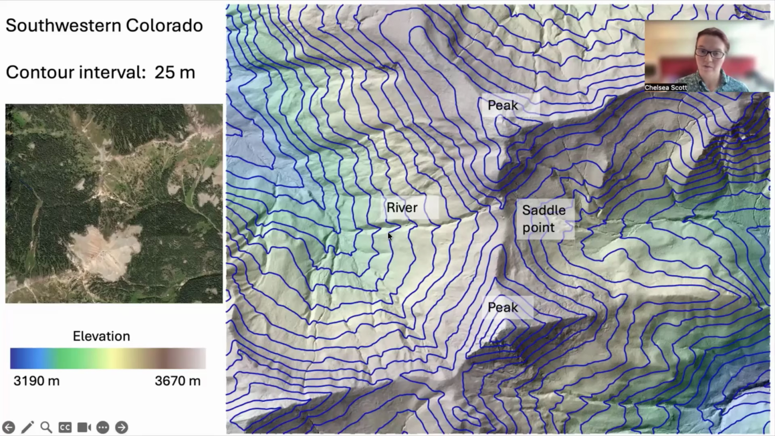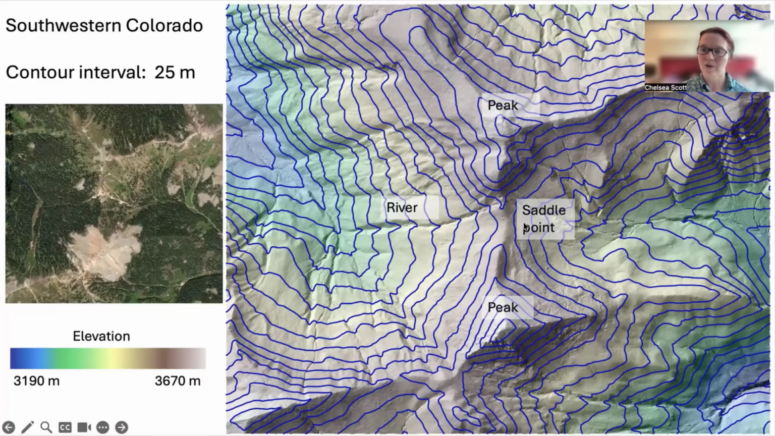Here we can see a river. You can see the shape of the river in the topographic hillshade. And then within contour lines, we can see the rule of V's, where within the stream, we see this distinct V shape, and the center of the V is pointing uphill.